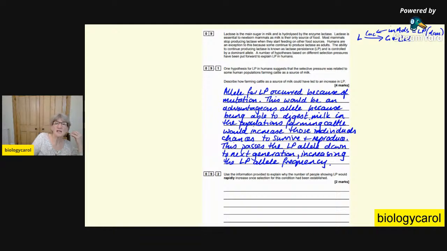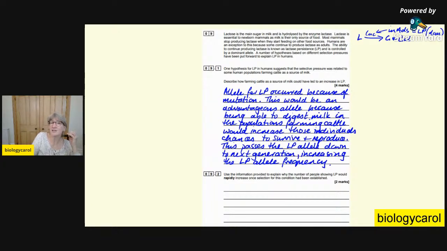This would be an advantageous allele because being able to digest milk in the populations farming cattle would increase those individuals' chances to survive and reproduce. That is a flipping long sentence. I could have done with splitting it into 2 sentences. Nearly always shorter sentences make your answer clearer. This passes the LP allele down to the next generation, increasing the LP allele frequency.